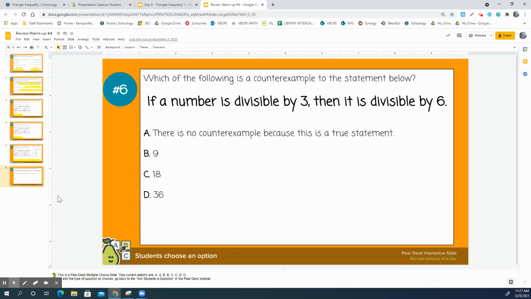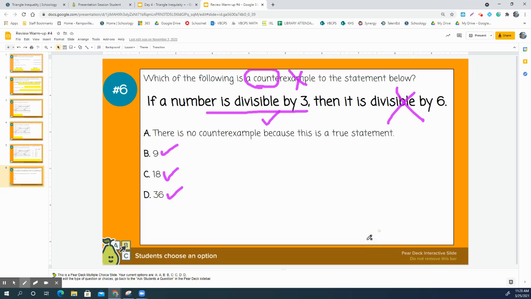All right, question number 6. Remember, when you're doing counterexamples, you want to keep the hypothesis and change the conclusion. So if I keep the hypothesis, I need something divisible by 3. 9 is divisible by 3, 18 is divisible by 3, and 36 is divisible by 3. That means I can divide all 3 of those numbers by 3 and get a whole number.